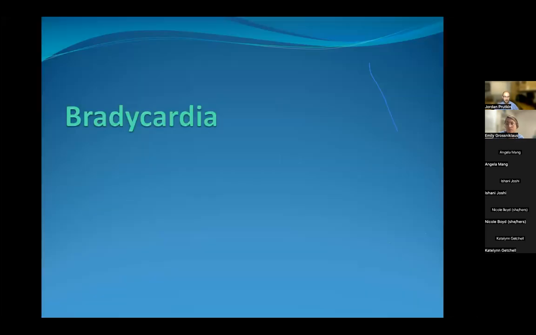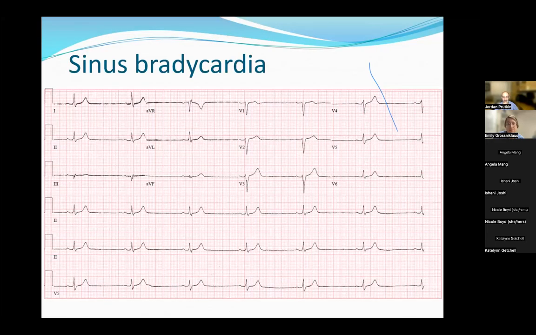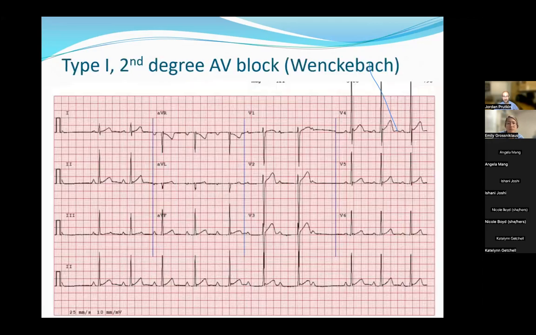All right, in our last less than 15 minutes here, we're going to talk about slow rhythms, bradycardias. So sinus bradycardia. Sinus bradycardia is going to be super common if you have someone on telemetry and they're sleeping or they're resting. That's number one. Number two, Wenckebach.